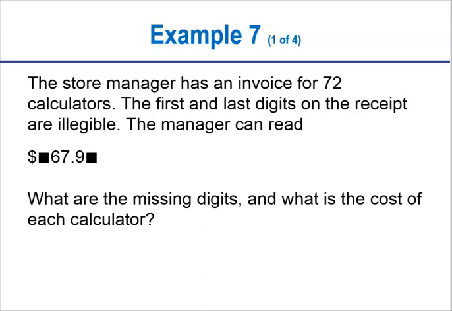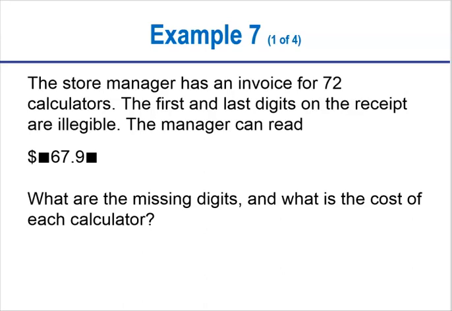So what are the missing digits? Is this something we can figure out, do you think? And what is the cost of each calculator? So what in the world could we do to determine these digits? Well, you know what? Divisibility tests to the rescue. Let's see if we can use divisibility tests to solve this problem. Now, what do we know? We know that 72 needs to divide into this value, right?